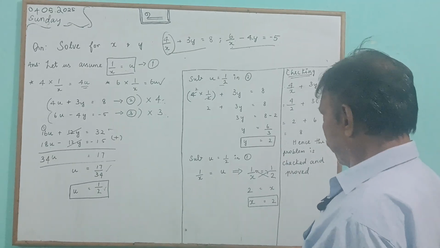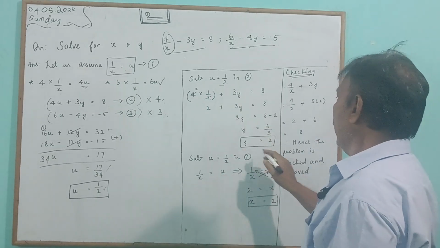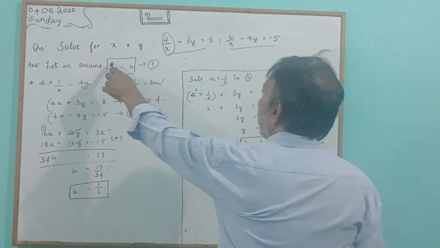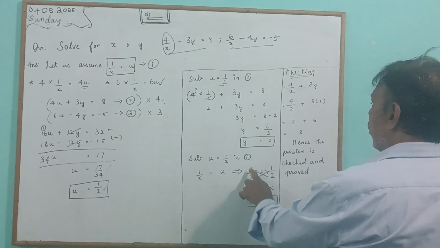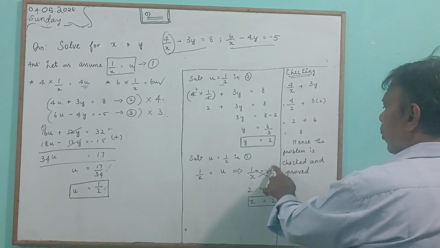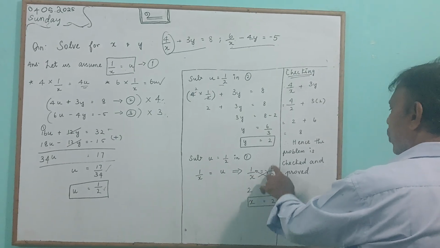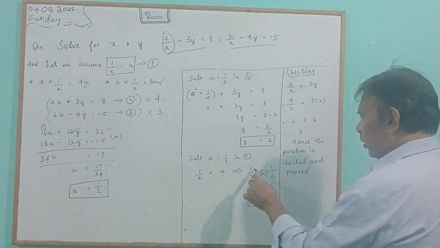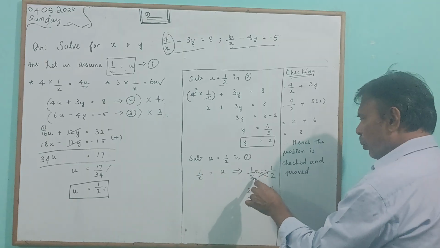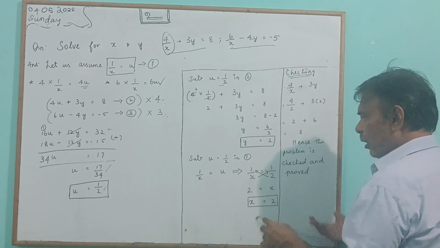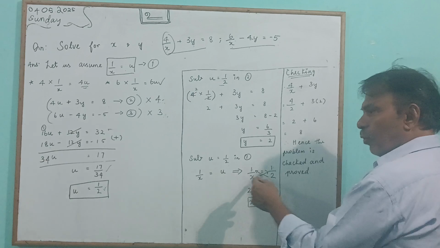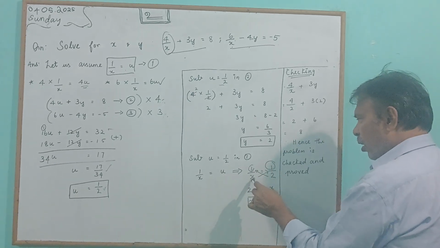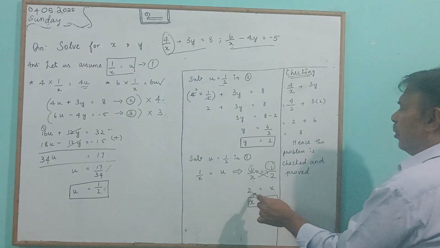So you have got y. Now we have assumed here 1 by x is equal to u. So 1 by x is equal to u, which is 1 by 2. So 1 by x is equal to 1 by 2. You need not cross multiply, but for convenience, since the numerator is the same, 1, the denominator should be the same. So x is equal to 2.